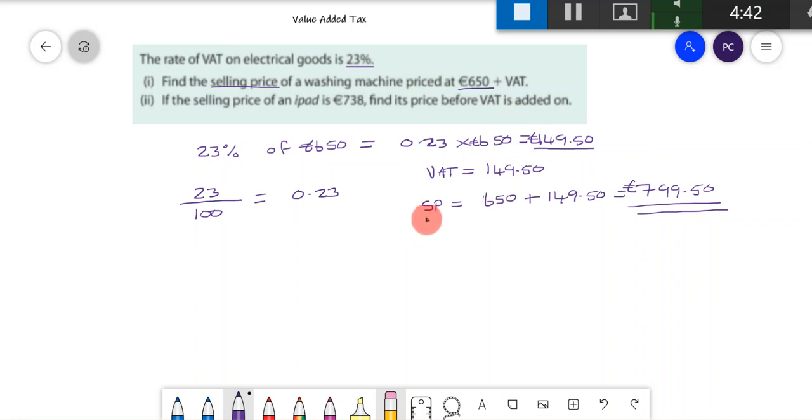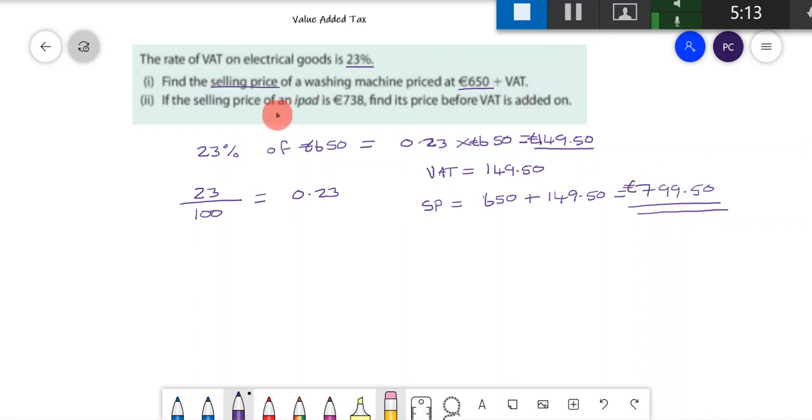To work out the selling price, it's going to be made up of the price of the washing machine plus VAT. So that's going to be 650, which is this amount here, plus the VAT that we worked out, which is 149.50, and that gives us a total amount of 799.50. This is the price that will be displayed in the shop. Typically, when you go into a shop and you see prices, the price includes VAT as well, so you get the whole amount.